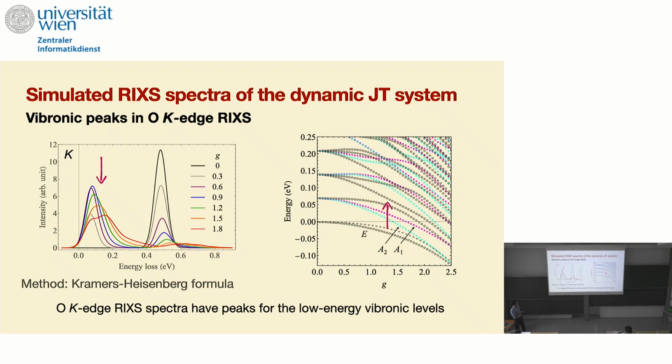Now we move to oxygen K-edge RIXS, and this is simulated data. Without electron-phonon coupling, I didn't put the elastic peak, and we obtain only one peak here. But increasing the electron-phonon coupling, this peak becomes lower and this peak becomes higher. And this peak corresponds to the transitions from the ground vibronic state to some excited states.